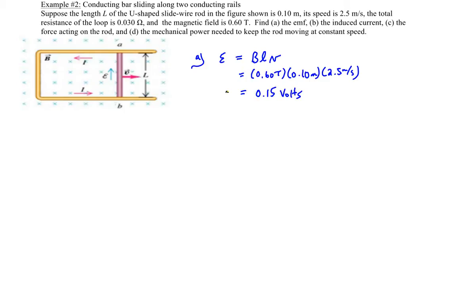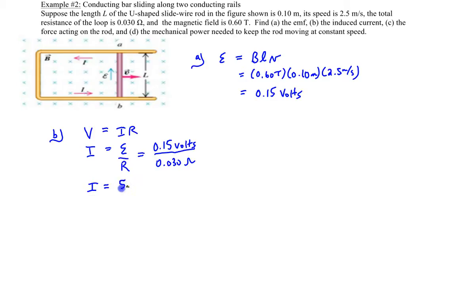Okay, now moving on to part B, the induced current. Remember Ohm's law? V equals IR, so therefore the current is equal to the voltage divided by the resistance. This voltage is what we call the motional EMF, so it's the EMF divided by the resistance. The EMF we just determined is 0.15 volts, and the resistance of this loop is given as 0.03 ohms. So go ahead and put that in your calculator, and you get an induced current in that circuit of 5 amps.